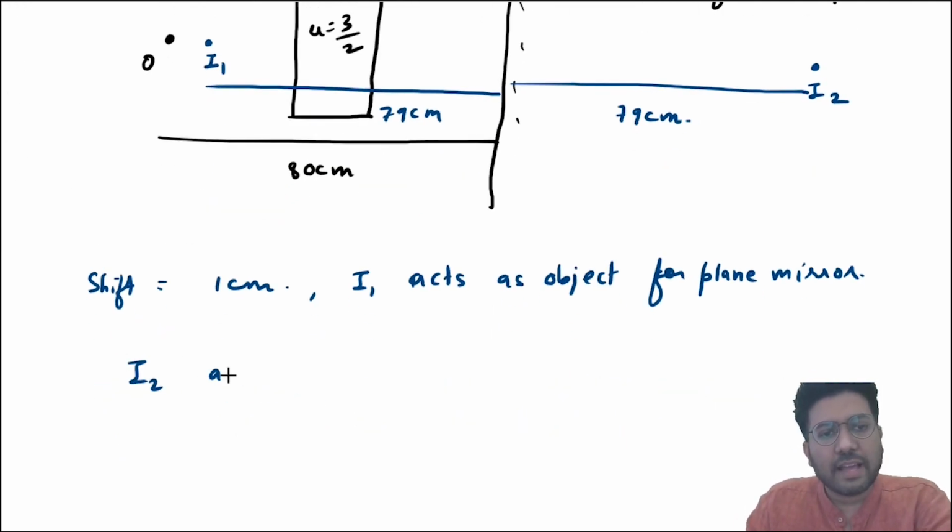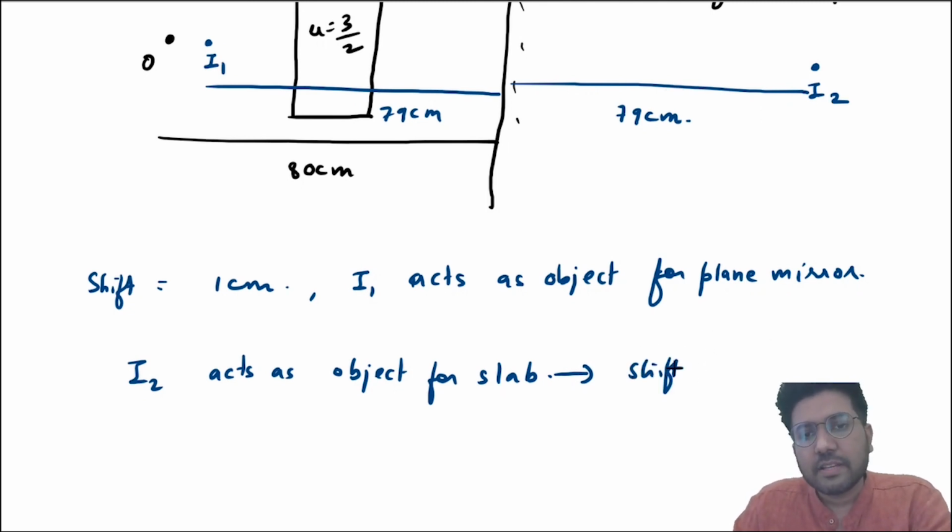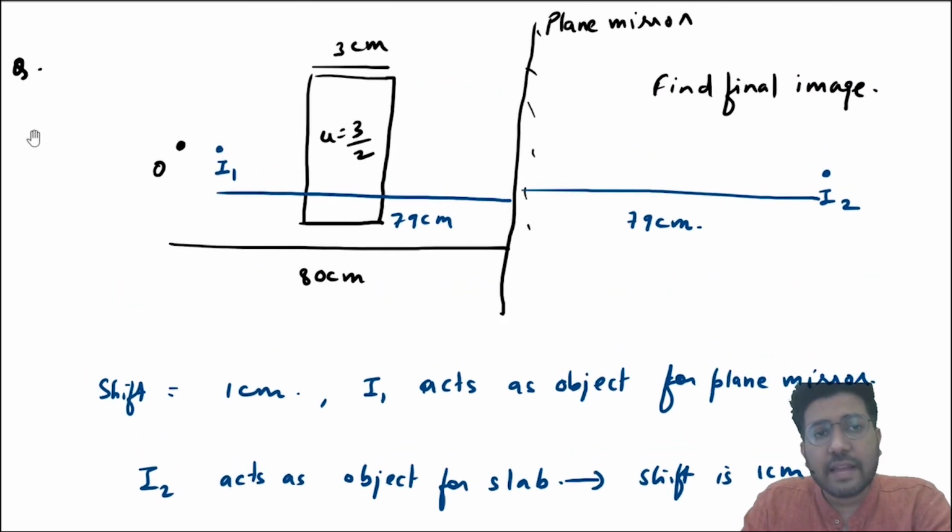The image I2 acts as object for the slab. But you know that for the slab, the shift will be 1 centimeter again. It is independent of the position of object or the observer or the slab. So shift is again 1 centimeter, and shift is this time towards left. Why? Because the incident light is towards left on the slab.